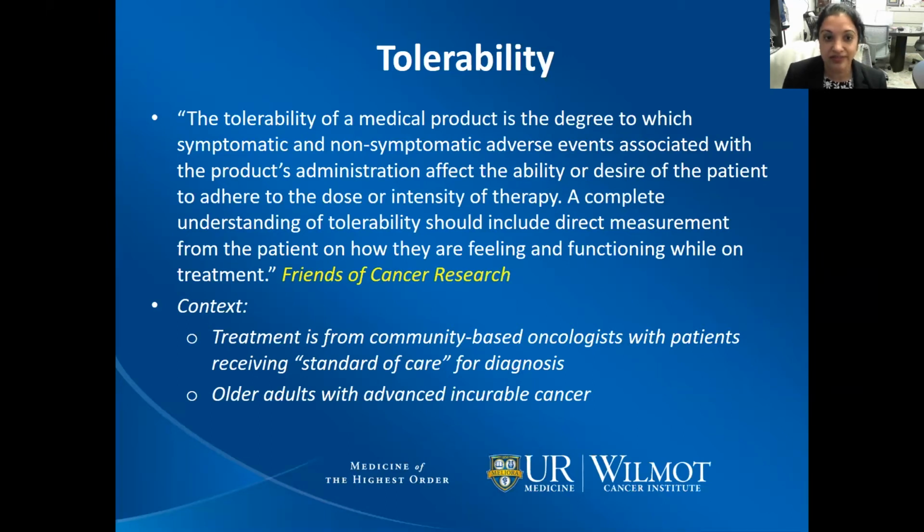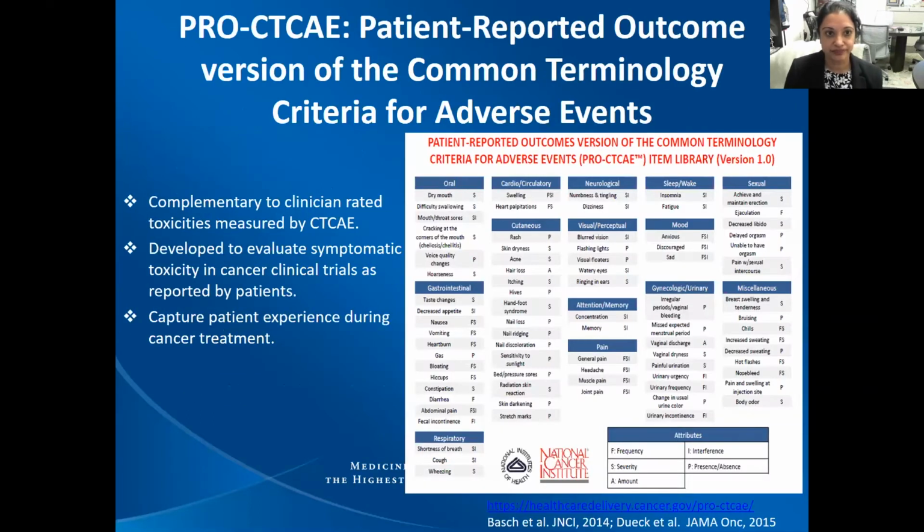A complete understanding of tolerability should include direct measurement from the patient on how they are feeling and functioning while on treatment. So clinician-rated CTCAE does not do that. Patient-reported outcomes like the PRO-CTCAE do. And then also incorporating functional measures is important. The context in which we add value to the U01 consortium is that our treatment is from community-based oncologists, with patients receiving what we think of as standard of care for their diagnoses, and that we have older patients who are more vulnerable and frail with advanced and incurable cancer.